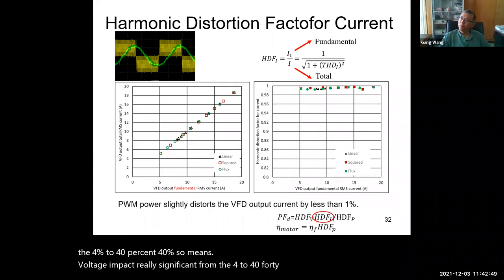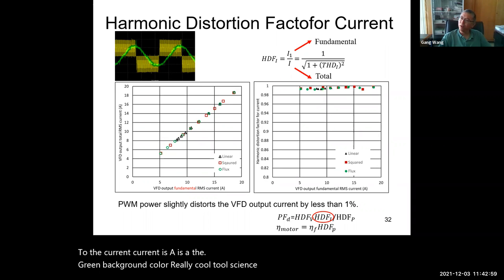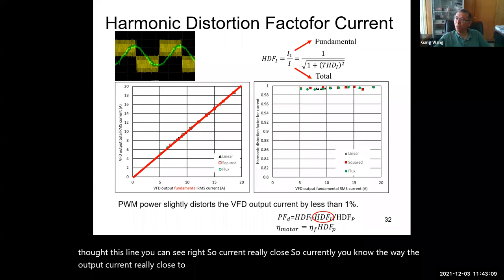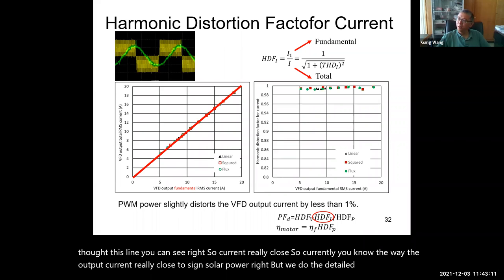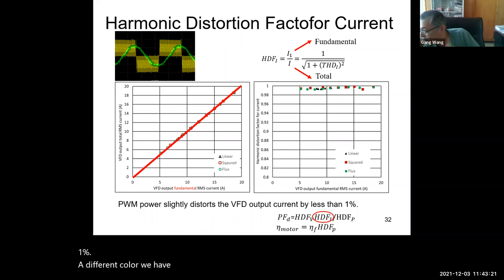So let's move to current. Current is the green one, and it is really close to sine wave power. If you draw this line, you can see the output current is really close to sine wave. But when we do the detailed calculation, you can see the current impact is less than 1%. We have different colors, red, green, and black, for the three voltages.